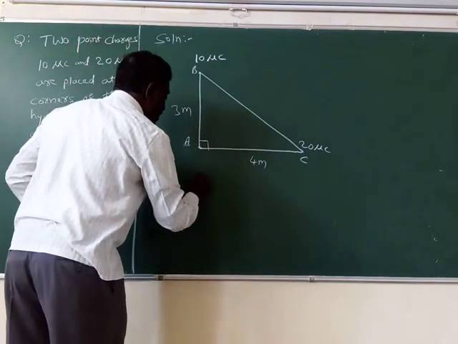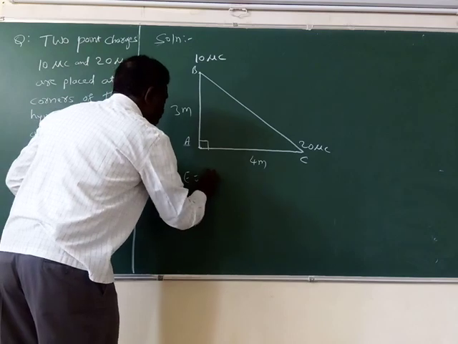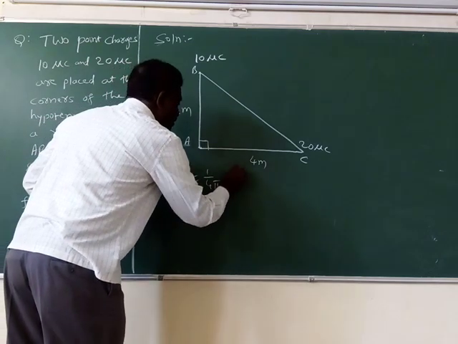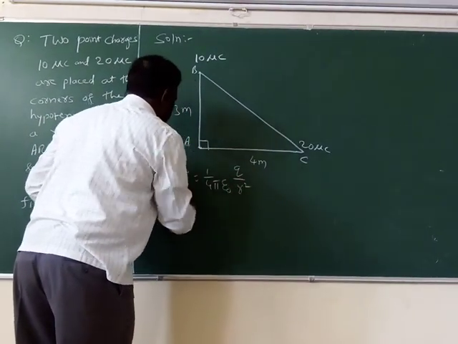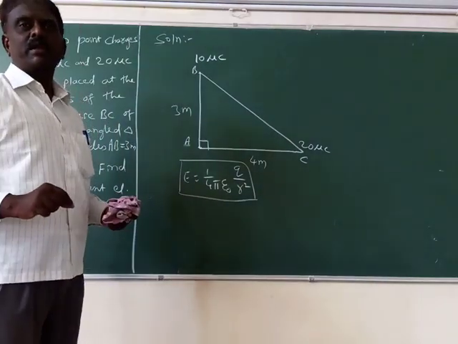Okay. What is the formula? Formula is E is equal to 1 by 4 pi epsilon naught Q by R square is the formula. You should write the formula carefully.